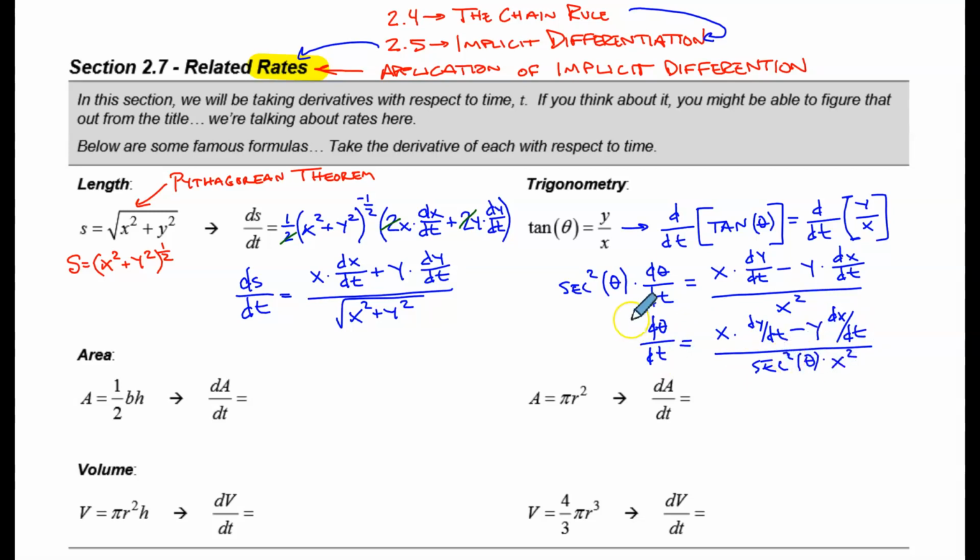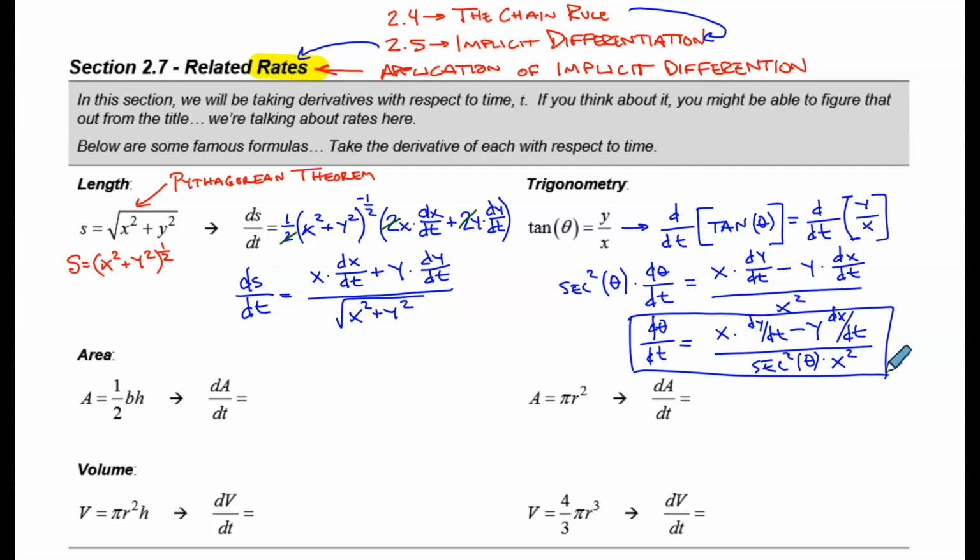Okay, there's that one, folks. We got the rate of change of theta with respect to time. Oh, I do not like the way that worked out. The rate of change of theta with respect to time is x times dy/dt minus y times dx/dt, all divided by secant squared theta times x squared.